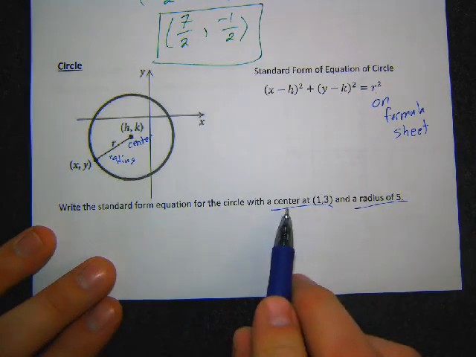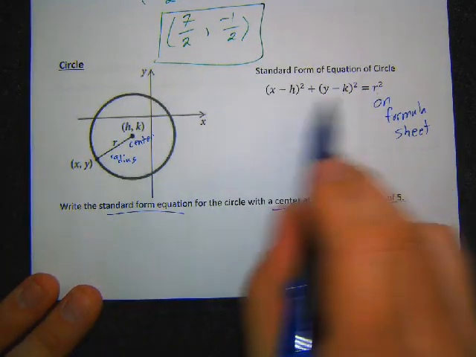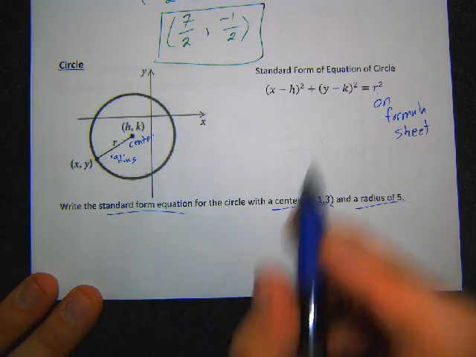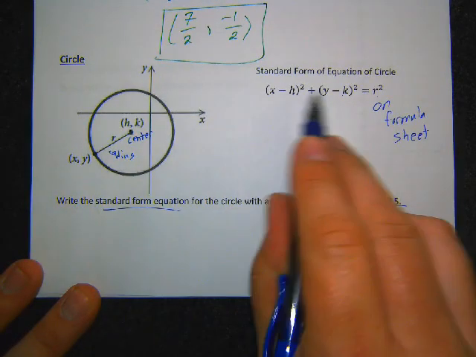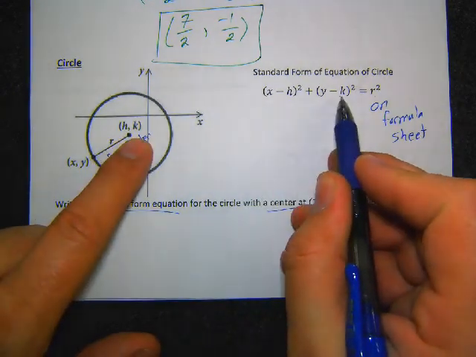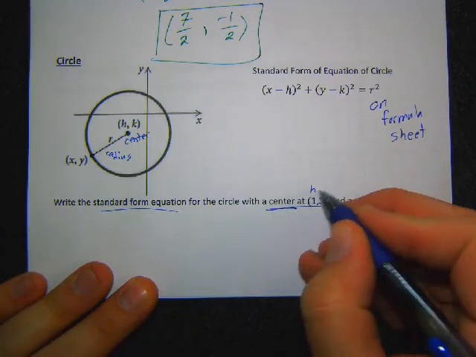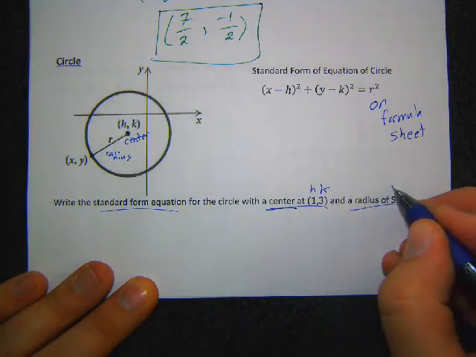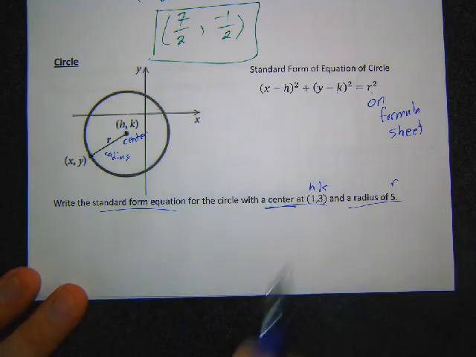Okay, so we have the center, we have the radius. They want us to write the standard form of the equation. So they want us to write an equation that looks like this. The x and the y are always going to stay in there because when you're writing equations for graphs, you always have to have an x and a y in there. We're just going to replace the h, the k, and the r, the radius. Remember that the center gives us h and k, and the radius gives us r. So they're just telling you what these numbers are and to put them in this formula.